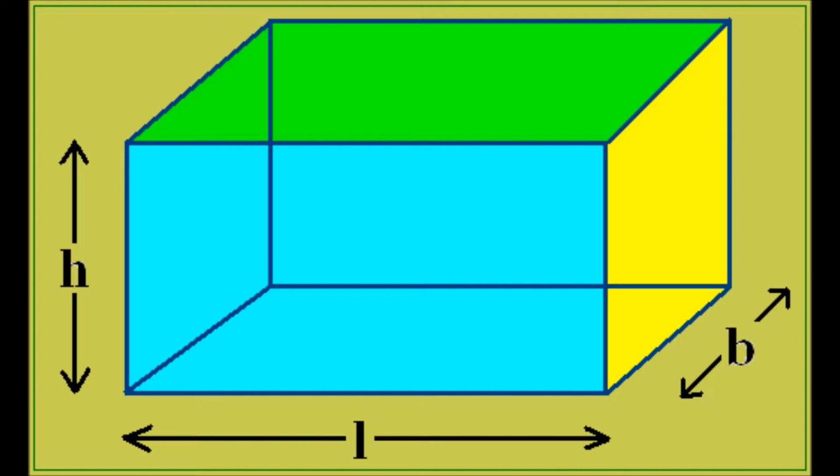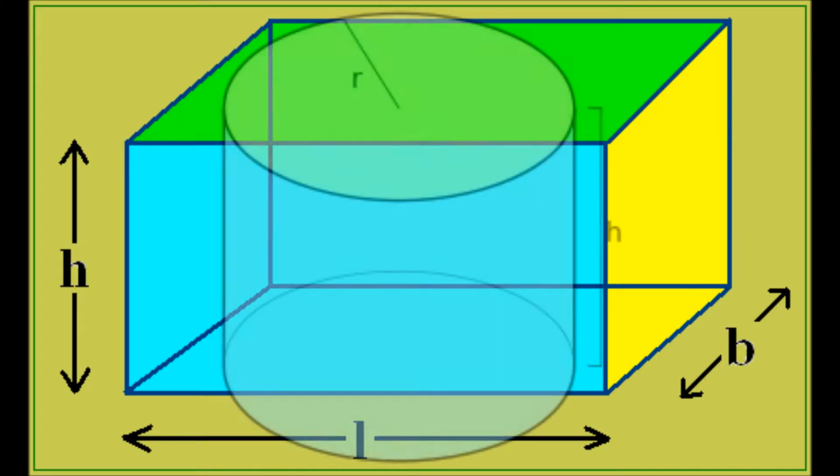So how do we find the area of a rectangle? We do the length times the width. But the base of a cylinder is a circle. So we do pi r squared, the radius squared times pi, in order to find the area of it and multiply that by the height of the cylinder.